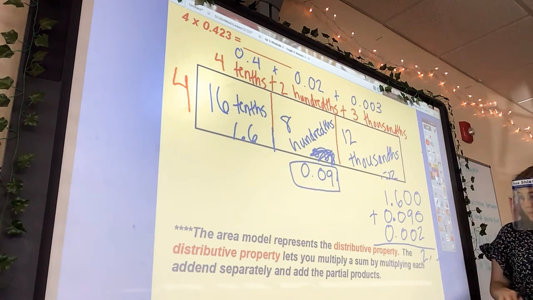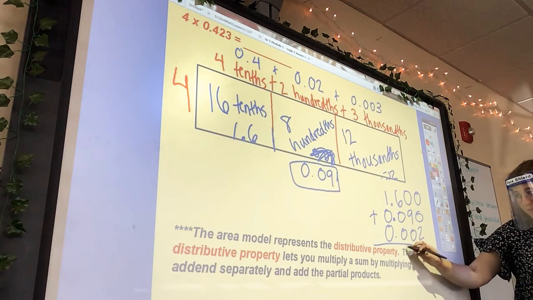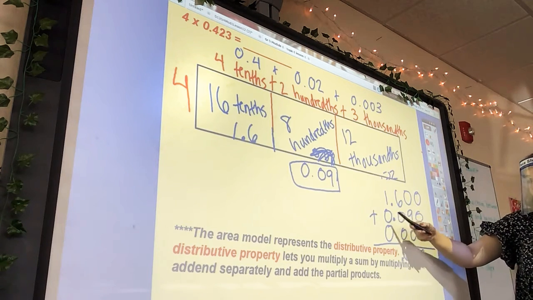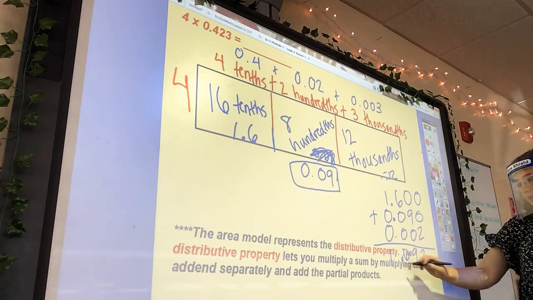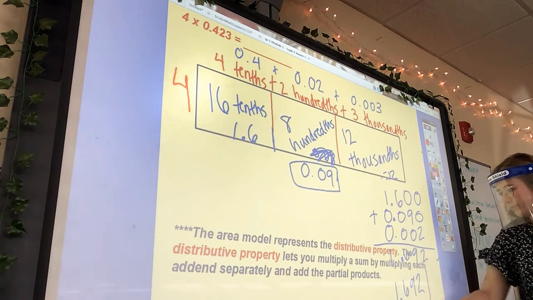So 2 plus 0 plus 0 is 2, 9 plus 0 plus 0 is 9, 6 plus 0 plus 0 is 6, and then 1 plus 0 plus 0 is 1. So there we get our final answer that we got from like the last problem, right?